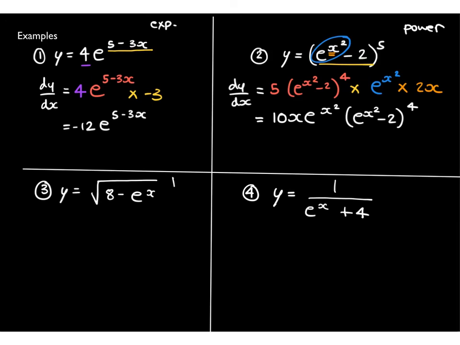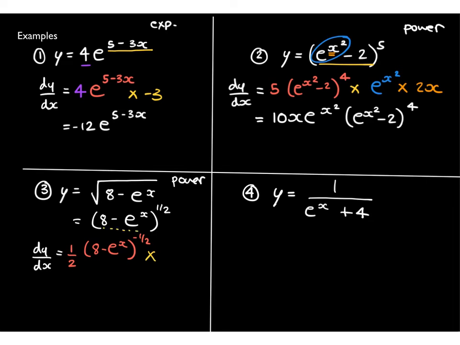Question 3, this is another power function, but you may wish to rewrite this as 8 minus e to the x all to the power of a half. So dy by dx, we need to multiply by the power of a half, reduce the overall power by 1 to negative a half, and then multiply by the derivative of the inner function. Well, 8 differentiates to 0 and e to the x differentiates to itself, so we have negative e to the x. So our final answer to this question is negative a half e to the x, 8 minus e to the x all to the negative a half.